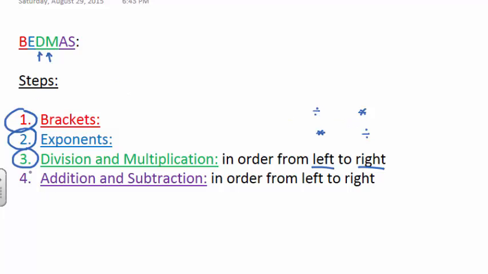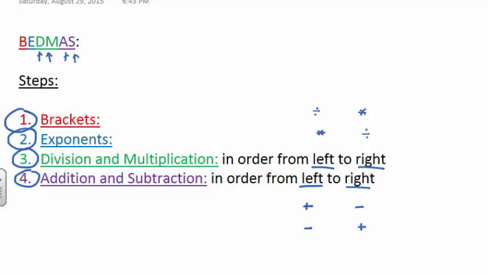The same thing for number 4, addition and subtraction, AS. They have the same level. That's why we have to respect the order from left to right. So if I have addition then subtraction, I start with the addition then the subtraction. But if the subtraction comes first, I start with the subtraction then the addition. Whatever comes from the left, I start with it, and after that I continue with the right one. So this is the order of any operation. If you forget this order, remember this word, BEDMAS. B for bracket, E for exponent, DM for division and multiplication, AS for addition and subtraction.